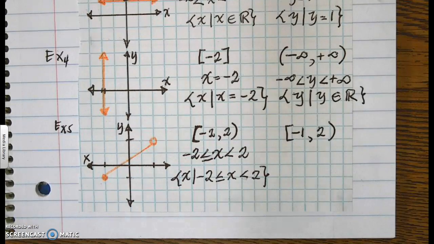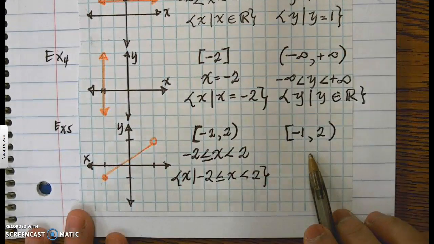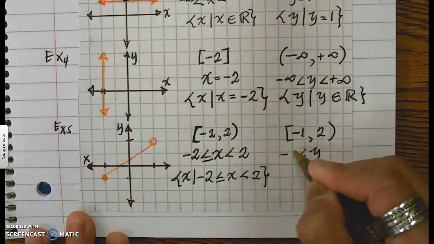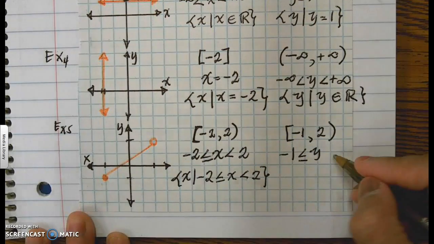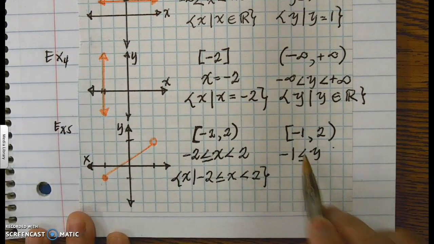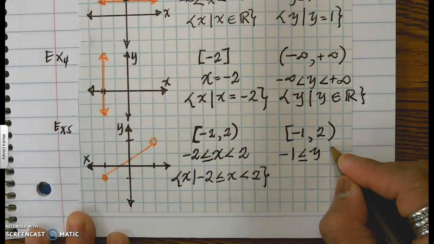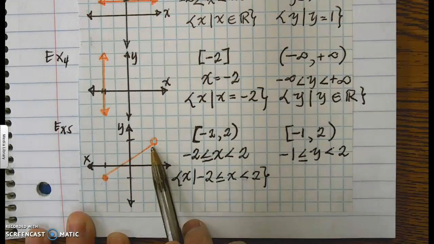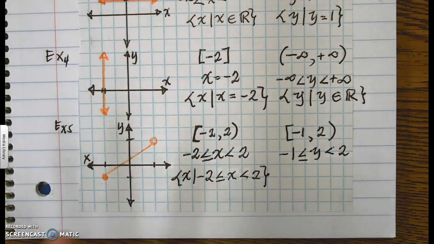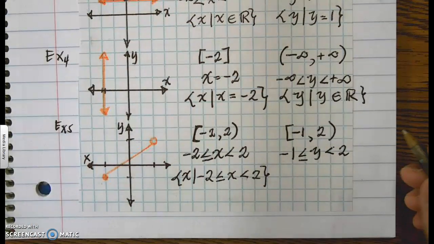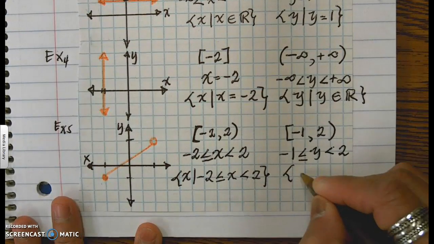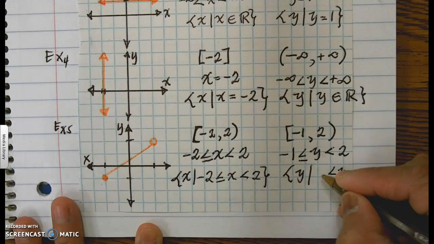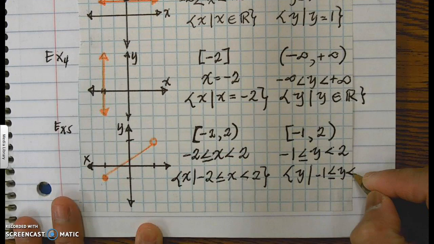For my inequality notation, it's going to be y greater than or equal to -1 because it is shaded, and then less than +2. No equal sign because it is an open circle. So now let's just finish this. For my set builder, it's now going to look like set of all y's such that, copy this down, y is greater than or equal to -1 but is less than 2.